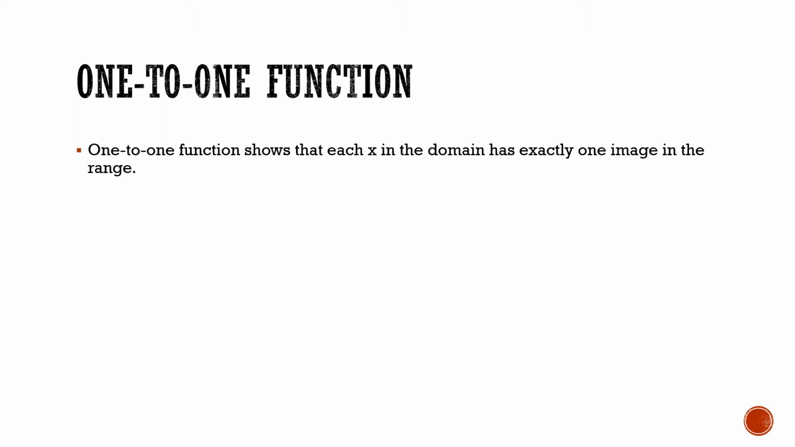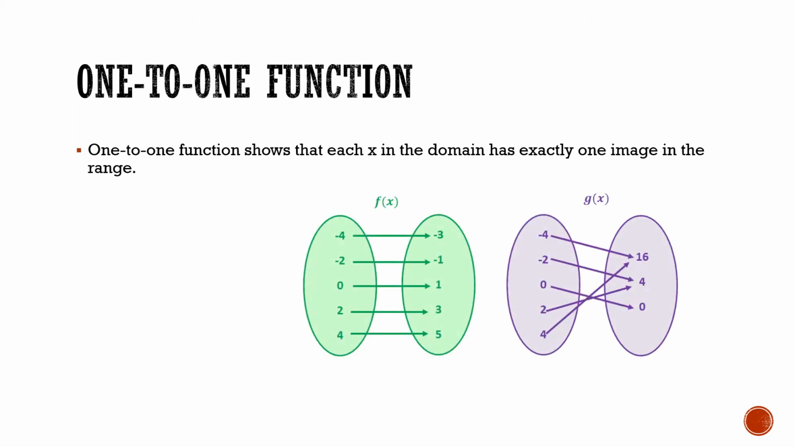One-to-one function shows that each x in the domain has exactly one image in the range. In this photo, f of x is a one-to-one function as every element in the domain has exactly one image in range, while g of x is not because -4 and 4 have the same image in range, which means 16 was used more than once.